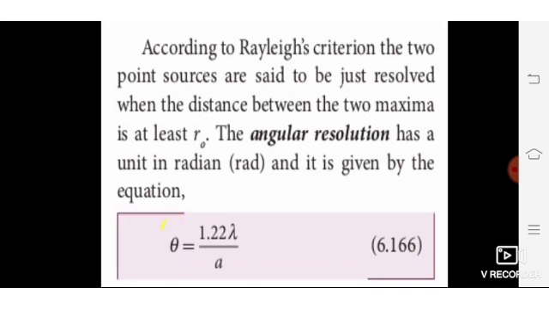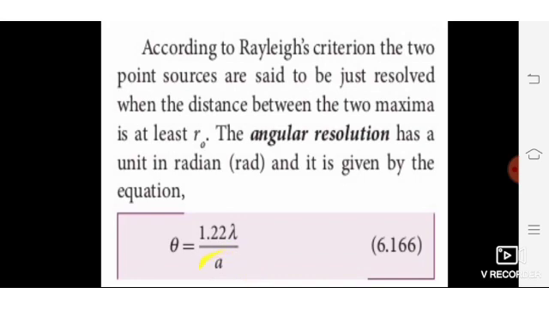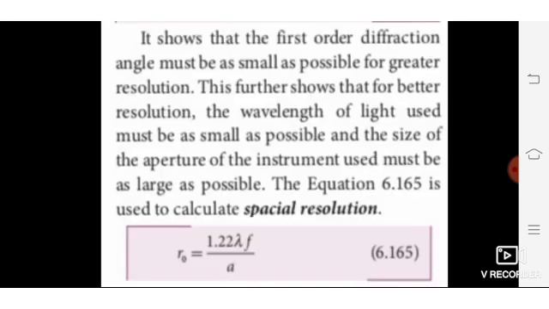For the angle to be small, the wavelength of the light must be as small as possible, because theta is directly proportional to lambda. And theta is inversely proportional to a, the size of the aperture. So the size of the aperture must be as large as possible. Equation 6.615 is used to calculate the spatial resolution, that is, r0 is equal to 1.22 lambda f divided by a.